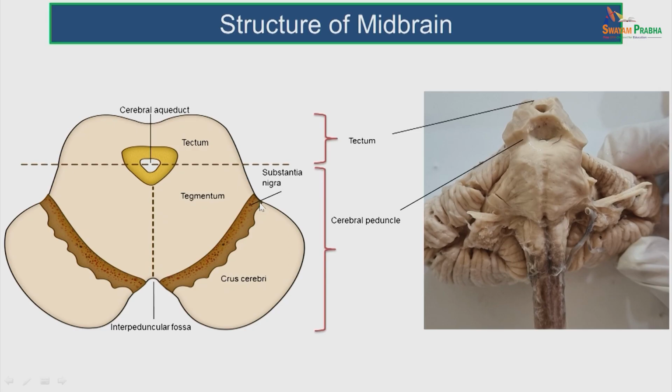Dorsal to that we see a darkened, pigmented area called the substantia nigra. Dorsal to that is the tegmentum, and posterior to the aqueduct is the tectum. So from anterior to posterior, when you cut a section of the midbrain, you see the crus cerebri, substantia nigra, tegmentum and tectum.